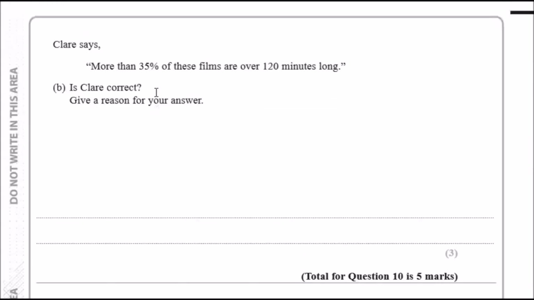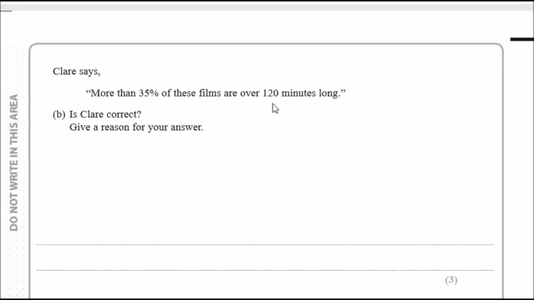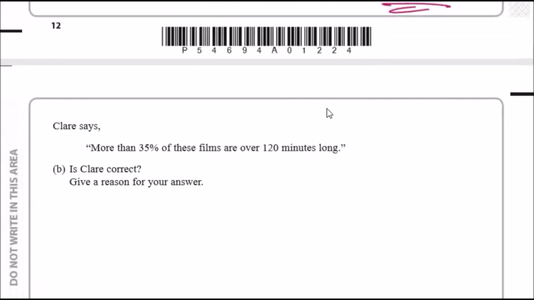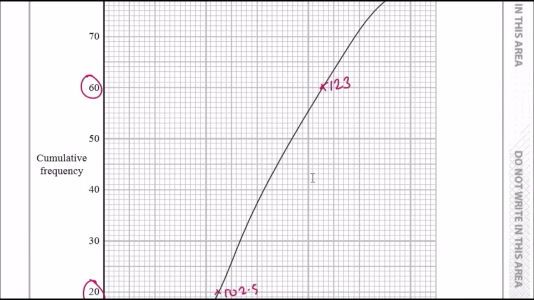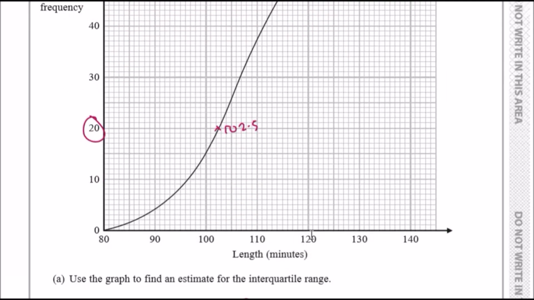Claire says more than 35% of these films are over 120 minutes long. Let's check this out. Let's find 120 minutes. So 120 is there. If we go up, it checks over there, and if you go across here, it checks over here. I think it's in the middle of 50 and 60, isn't it? So we've got 1, 2, 3, 4, 5. So this tells us that up to 55 films have a length of 120 minutes or less.